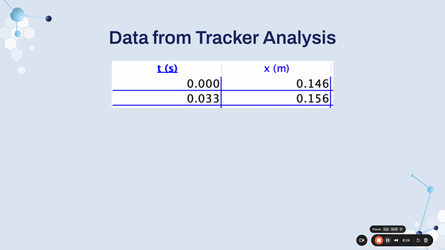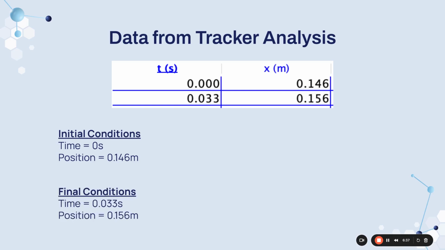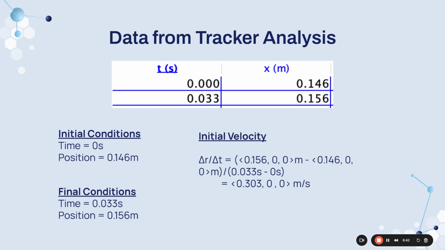So in order to create our computational model, we will need a few data points from the Tracker analysis. So we can see that when time is equal to 0 seconds, our position is 0.146 meters. And then when time is equal to 0.033 seconds, the position is 0.156 meters. So using the definition of velocity, which is just change in position over change in time, we can calculate that the velocity at this interval is 0.303 meters per second in the x direction. And we will just keep this the same throughout the entire computational model because we are assuming constant velocity.